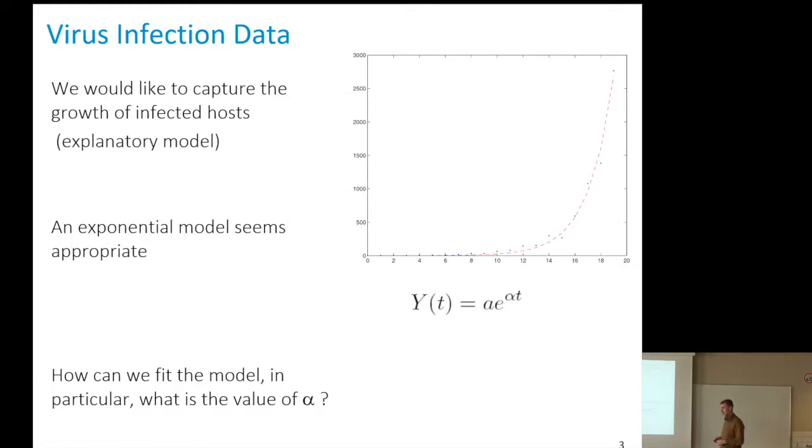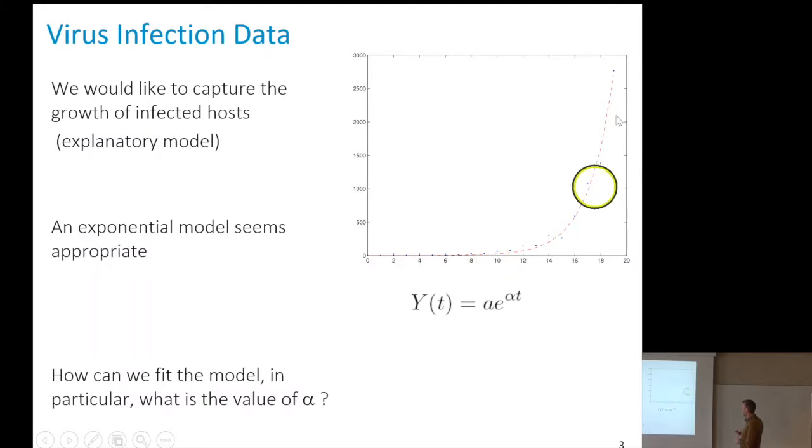Here is an example that I found in the literature. This is data that is gathered about the spread of an infection of computers. This was worldwide. So I plot as a function of time, every hour, the number of infected hosts, and we see of course that it grows very fast here.